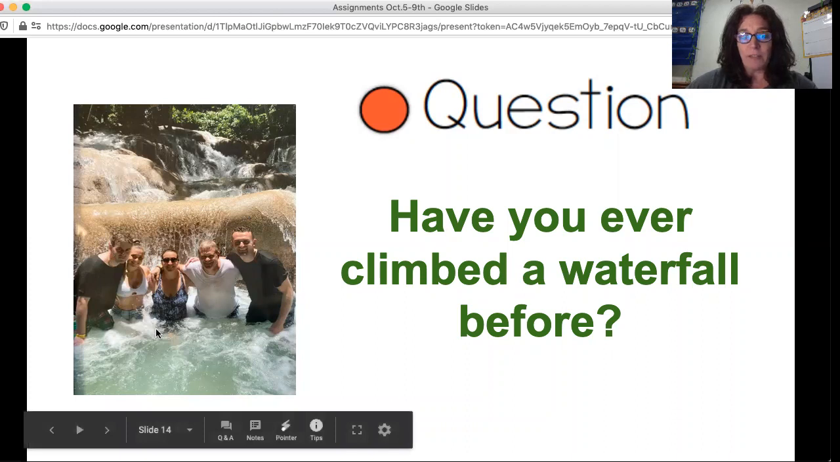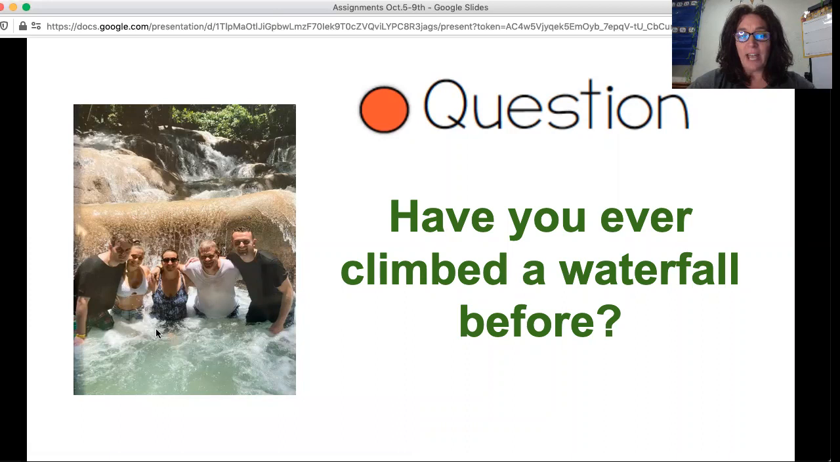This is just part of it. There are many, many, many different parts of the waterfall, and it took us over an hour to climb from the bottom to the top. And so I started thinking about the story of our time at the waterfall. And I started to think, how could I start the story or begin the story with a question? So today I just wanted to share with you some different ways I could start the same story, but in different ways. And so I thought I could ask a question.